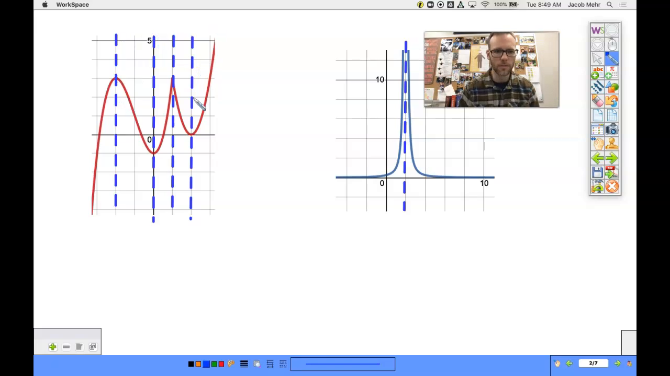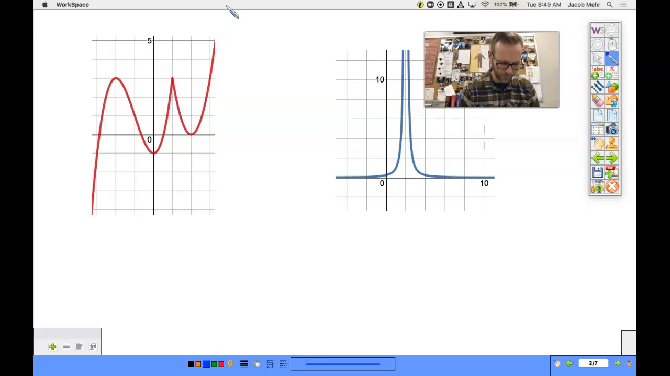Well, look at the graph right here. It actually might be easier if I get rid of these vertical lines. Notice that the graph changes from increasing to decreasing right here. And what's special about that point right there? This point has a slope of 0. Okay, so f prime of x equals 0. Same right here. f prime of x equals 0.